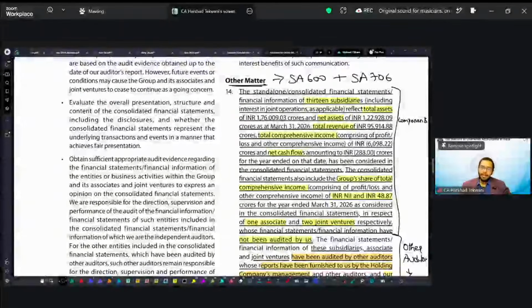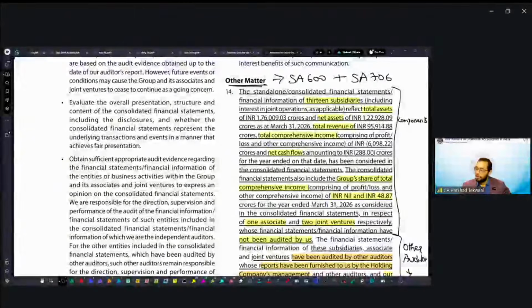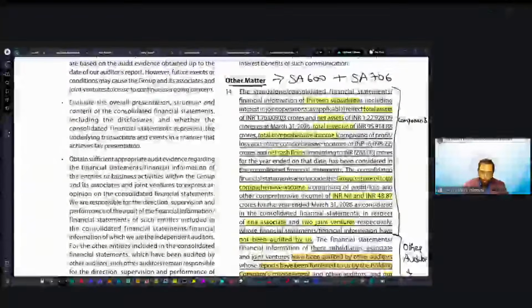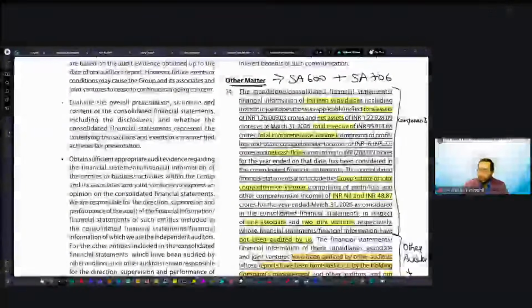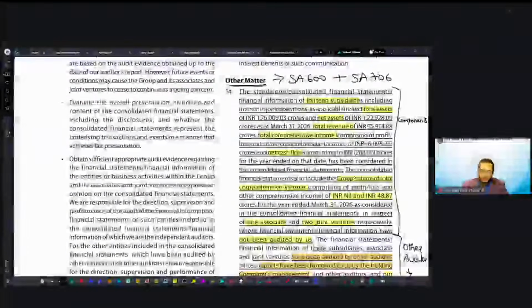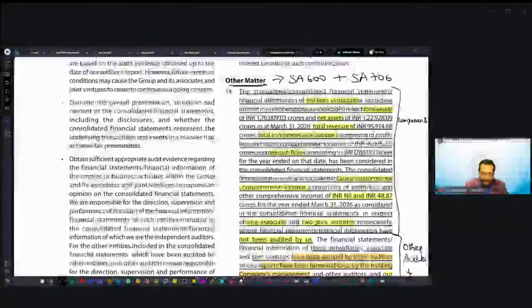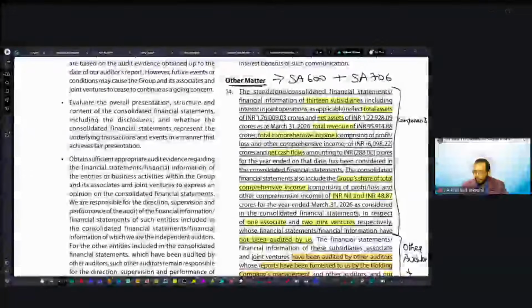So we were discussing the other matter paragraph reporting and additional reporting which is done. We were discussing how the reporting in the other matter paragraph is done. Now I will show you some more reports. A particular one more report wherein we will see something different now.